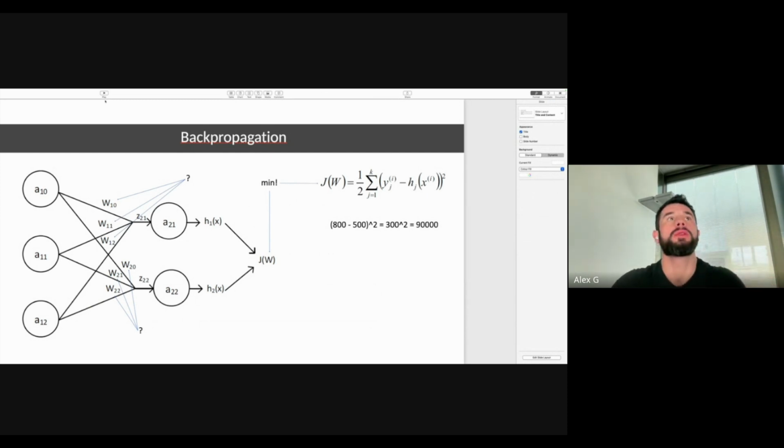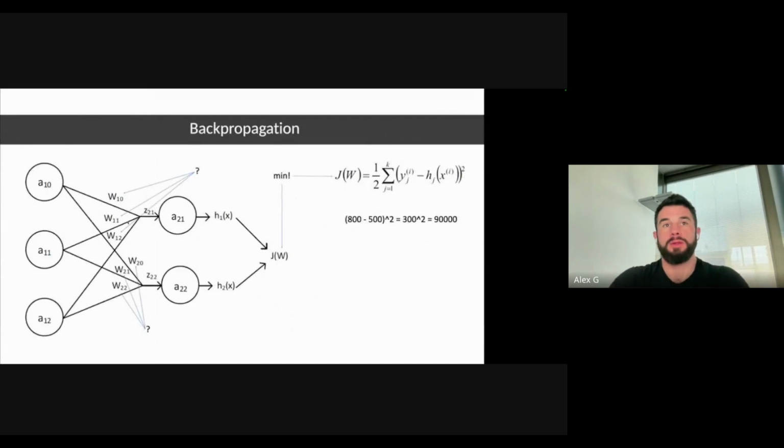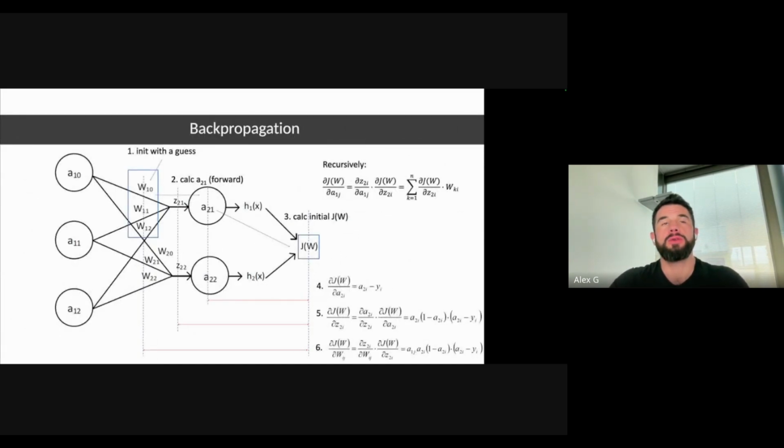Let's continue. Backpropagation. So we figured out how to do backpropagation. Now it is shown here in formulas. To summarize, you recursively take this complex function and differentiate it. It's all together. First, you initiate the weights with a guess. You do forward propagation. You calculate all the layers. You calculate the loss function.